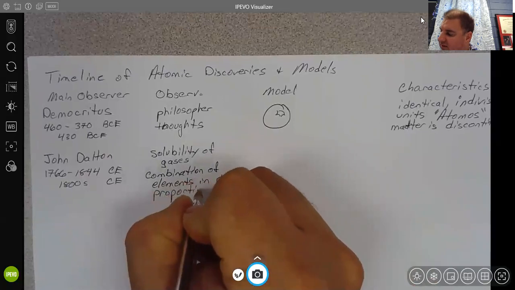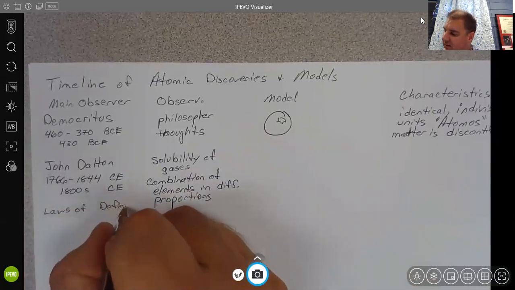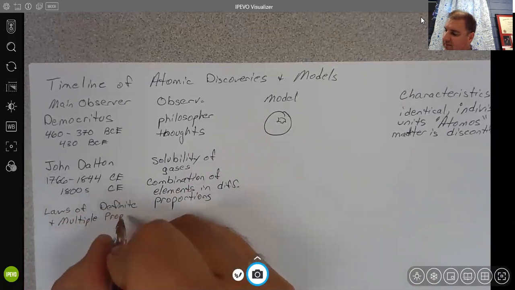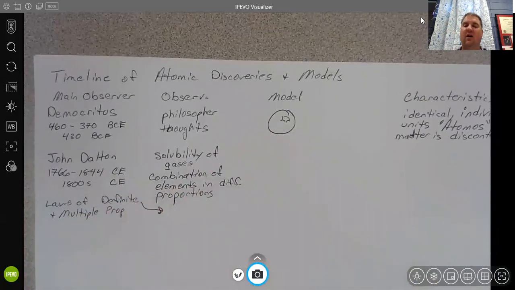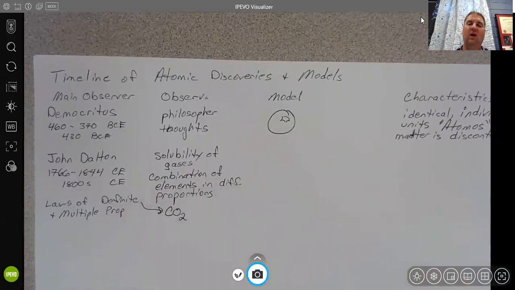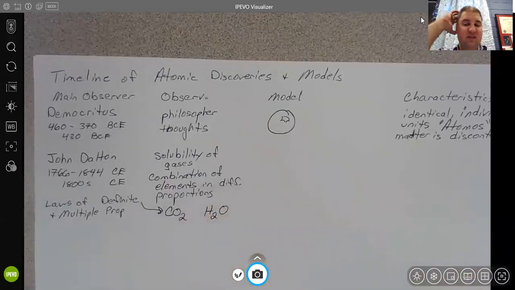And from Dalton, we get the laws of definite and multiple proportions. The law of definite proportions says that whenever carbon and oxygen combine, they will always combine in a specific whole number ratio, one carbon to two oxygens, or hydrogen, two hydrogens to one oxygen. And that those are specific compounds, carbon dioxide and water. And that whenever you're talking about those compounds, they always have a definite proportion of elements in the compound, because Dalton's theory was those elements were actually made up of atoms and that atoms were the smallest you could get.